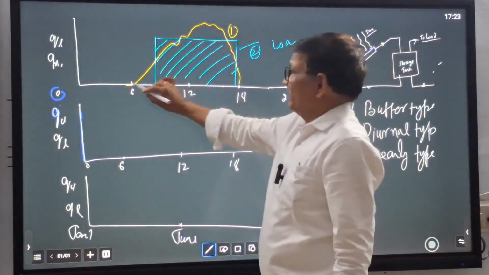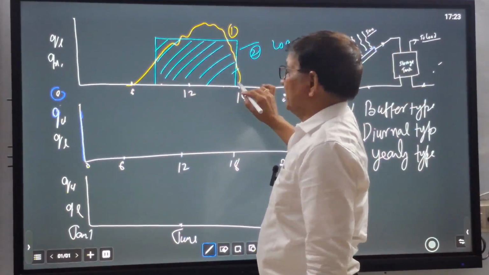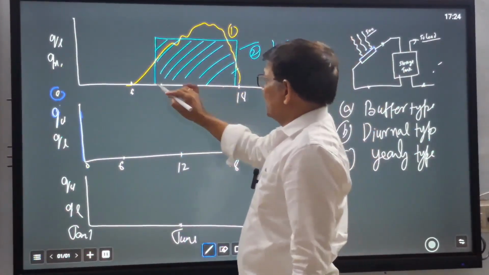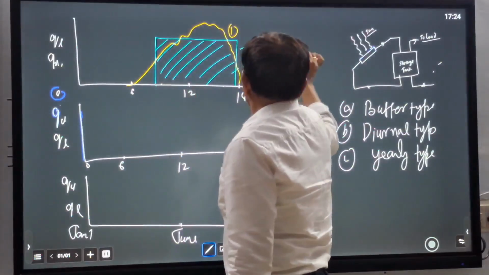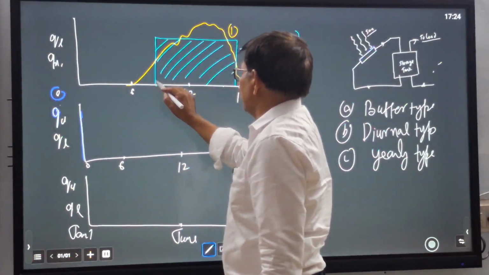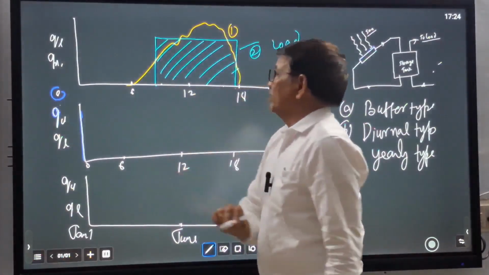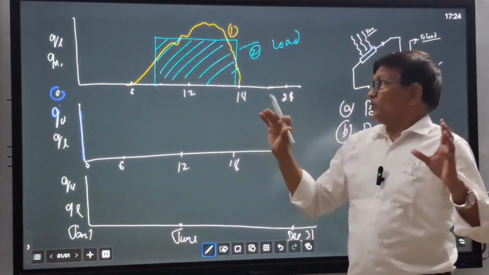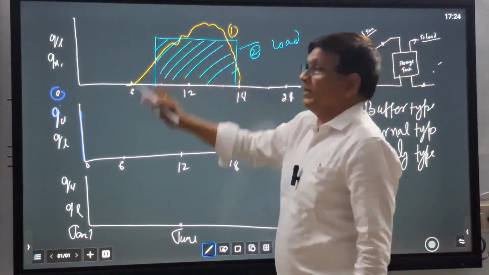Storage is starting from 6 a.m. to 18, ending at 18, during the whole of the day. But the huge load requirement is from 8 a.m. to 5 p.m. So this is known as a buffer type. We require energy storage only for that time. This is a buffer energy storage.